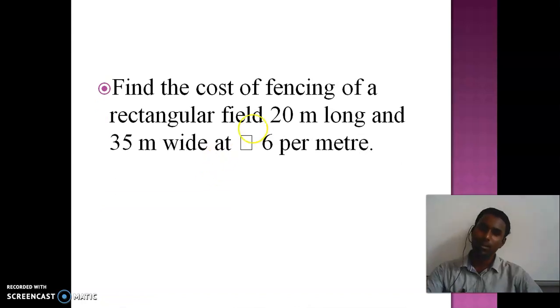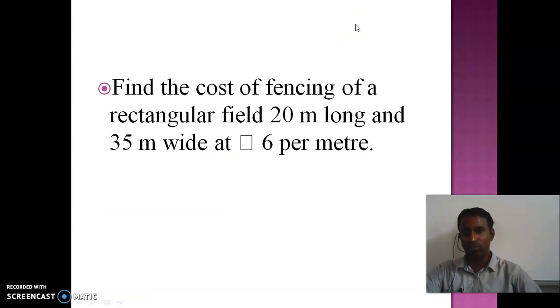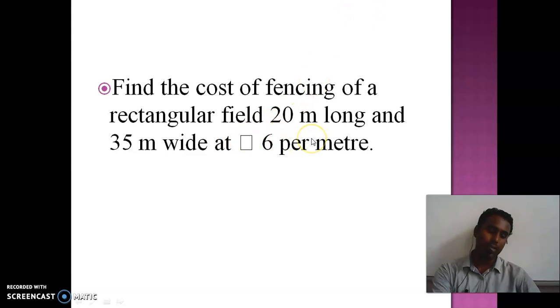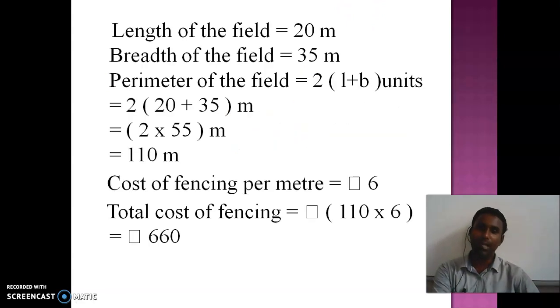The next problem: find the cost of fencing a rectangular field 20 meter long and 35 meter wide, at 6 per meter. That means the cost is 6 per meter. How to solve this problem? First, the length of the field is 20 meter, and the breadth of the field is 35 meter. The perimeter of the field is 2 into (L plus B). Adding, 2 into 55 meter is 110 meter.